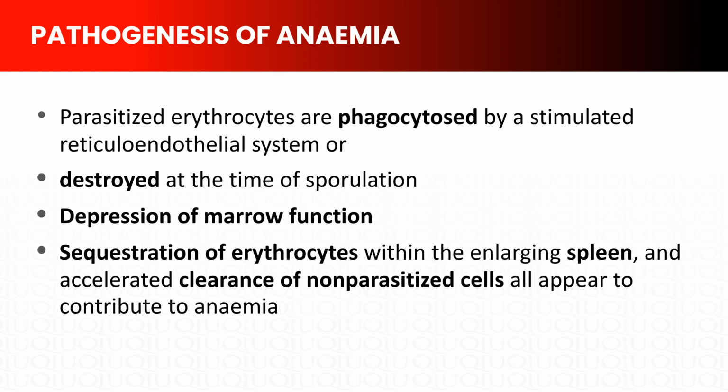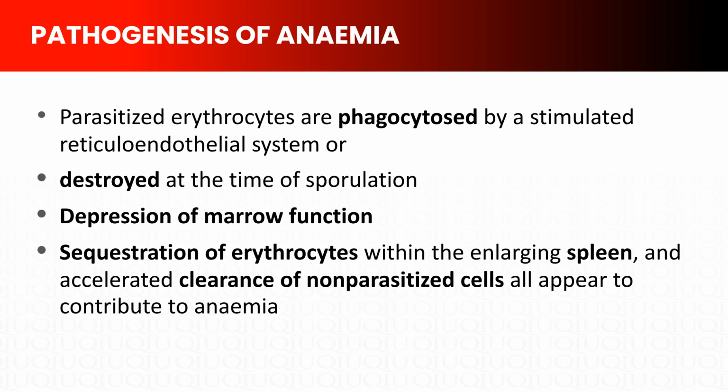Anemia is a major feature of malaria, particularly in severe and chronic infections. Multiple mechanisms contribute. First, parasitized erythrocytes are destroyed either when schizonts rupture to release merozoites or when they're phagocytosed by an activated reticuloendothelial system in the spleen and liver. Additionally, there's depression of bone marrow function, reducing new red blood cell production. Sequestration of erythrocytes occurs within the enlarging spleen, effectively removing them from circulation.